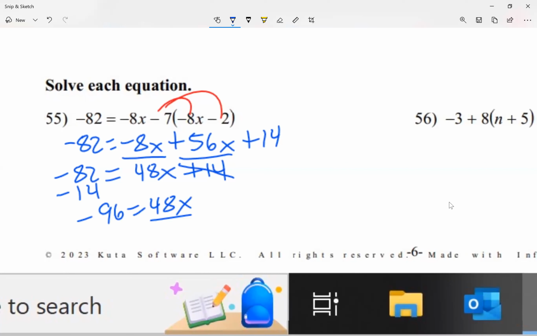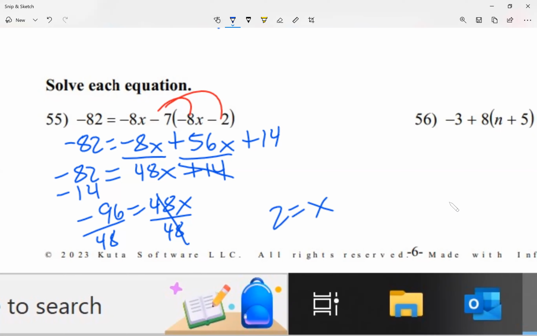To get the x by itself, let's divide by the number in front of it. -96 divided by 48, negative divided by positive is negative. 96 divided by 48 is 2. This 48 cancels out, so I get that 2 is equal to x. There you go. The value of x is 2.